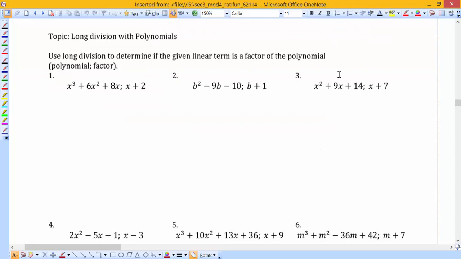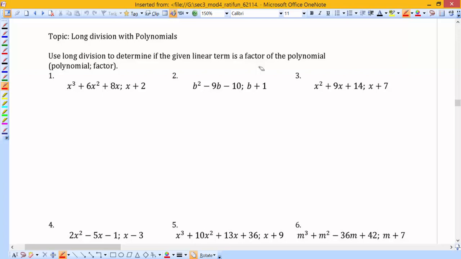We used synthetic division to determine whether a given linear term was a factor. But I also showed you guys long division, and that is specifically what you need to work on here, the long division. It is important for 4.4, and it is also important in 4.6 and 4.7. So let's just do a quick review on the long division.